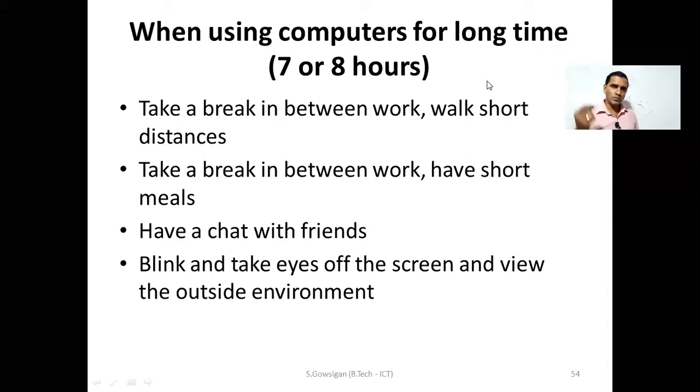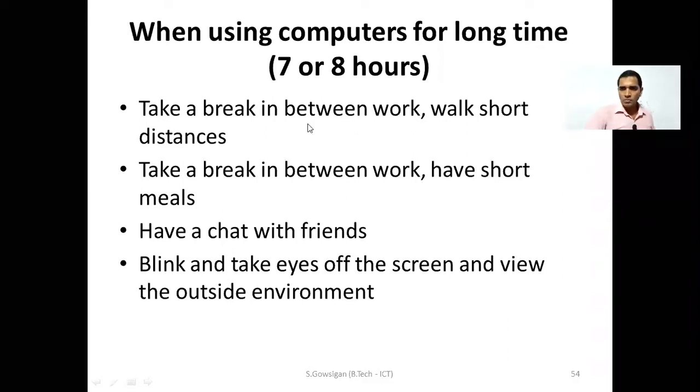So when you use a computer for a longer period, you have to follow some additional things. Of course, you have to follow all the things which we already discussed, right? Assume that you want to use a computer for 10 hours. Then you must follow the safety things we already discussed, those related to monitor, keyboard, and mouse. Everything is a must. Apart from those, you need to follow some additional things, which are listed here.